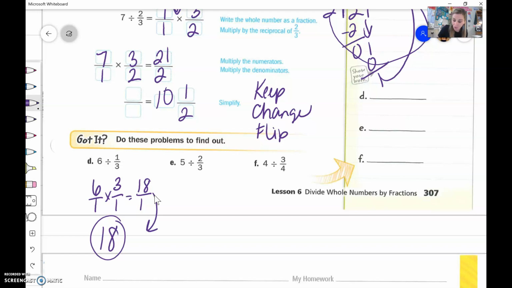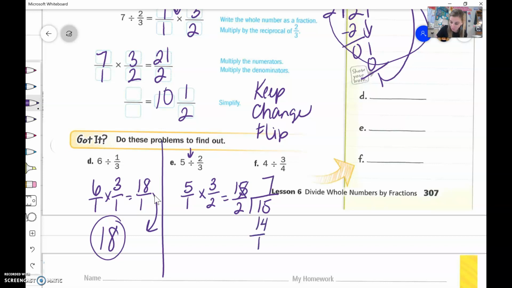Very good. All right, keep, change, flip. Keep the first one, put it over 1. Okay. Change the division into a multiplication. Flip and find the reciprocal. Can I cross simplify here? Nope. So I'm just going to multiply across, and I get 15 halves. Okay. With my 15 halves, I know that I need to divide. So I'm just going to bring it down here. I know that goes in 7 times with 1 left over. That 1 becomes my numerator. My 2 stays the same in my denominator, so I have 7 and 1/2.